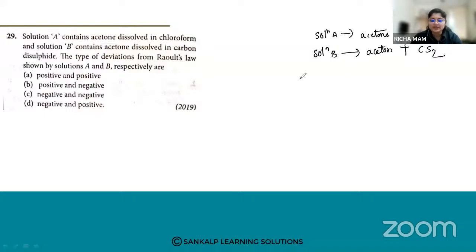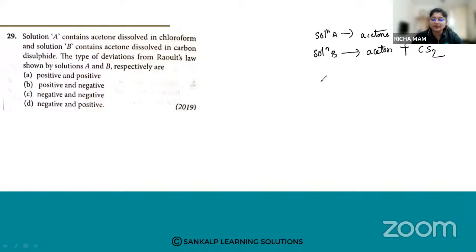Any more answers? So I'll read out the four options. A, positive and positive. B, positive and negative. C, negative and negative. D, negative and positive. Yes, Kajal Kumari has also answered it as D. Fine, so I've got three answers. So let us see.